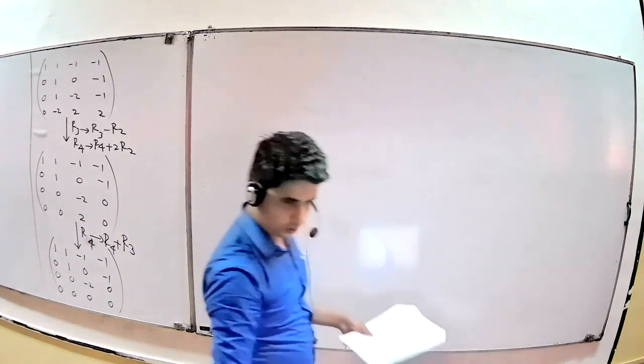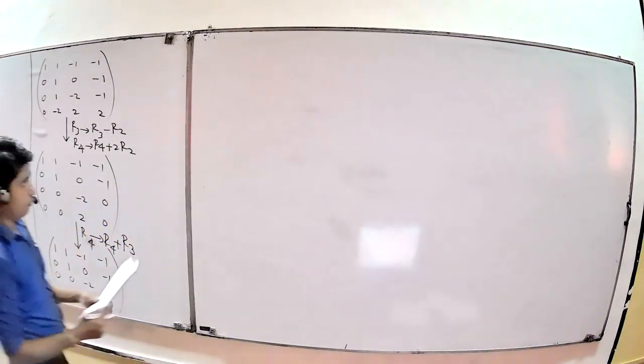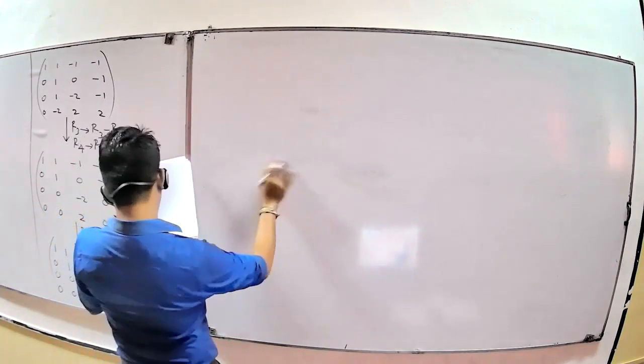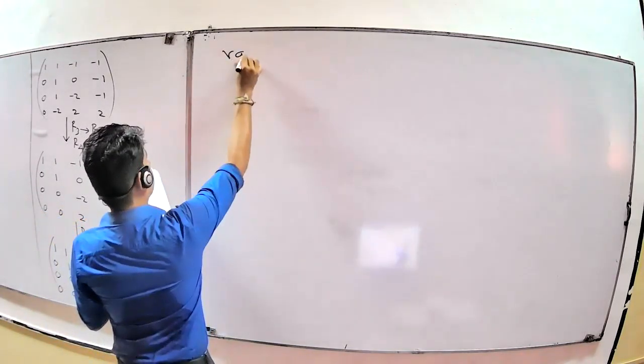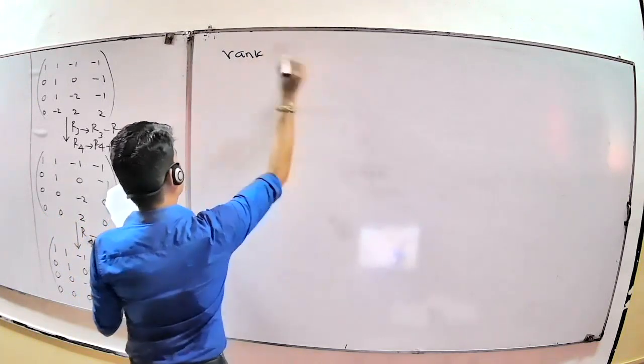Okay. Therefore there are 3 linearly independent non-zero rows. Therefore the rank of T is 3.